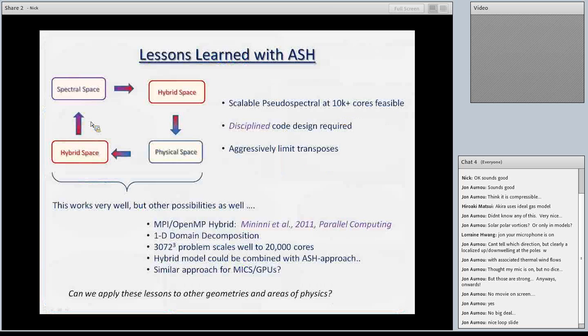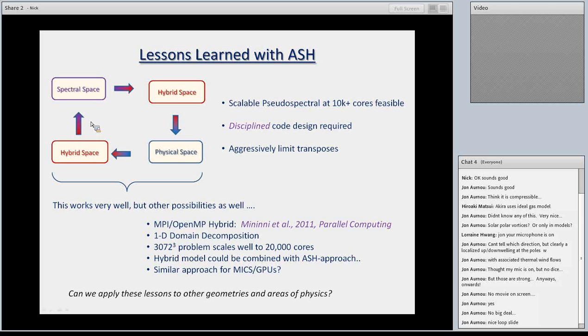Okay. So the lessons we learned with ASH: scalable pseudospectral methods are quite feasible at 10,000 cores and beyond. I think they can get up to 100,000 cores with a little bit more work. But you do have to be disciplined in how you design your code. You can't just say, okay, I have this field and I need to get it over to physical space, so I'll transform it and then transform back. You have to think of staging the calculations and the data, and then moving them all when they need to be moved. And then you have to aggressively limit your communication.